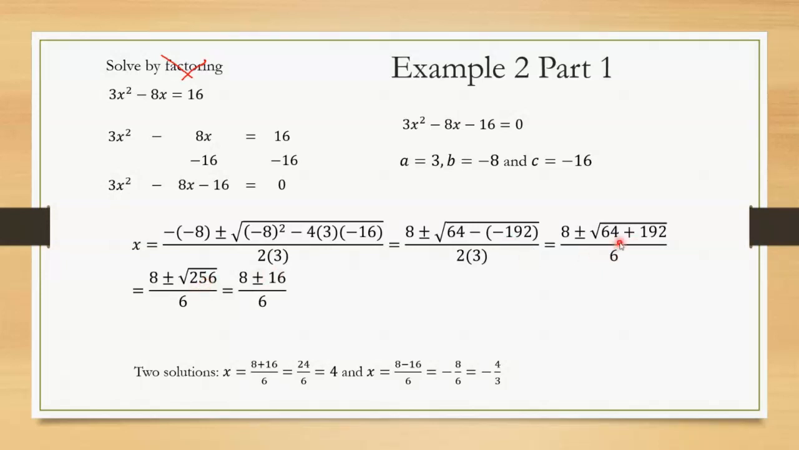It's the square root of 256, which turns out 256 is a perfect square. It's the 16. Square root of 256 is 16. So our two solutions are 8 plus 16 over 6. That's 24 over 6, which is 4. The other one is 8 minus 16 over 6, which equals -8 over 6, which I just wrote as -4/3. Okay, that's good. Any questions on this one?